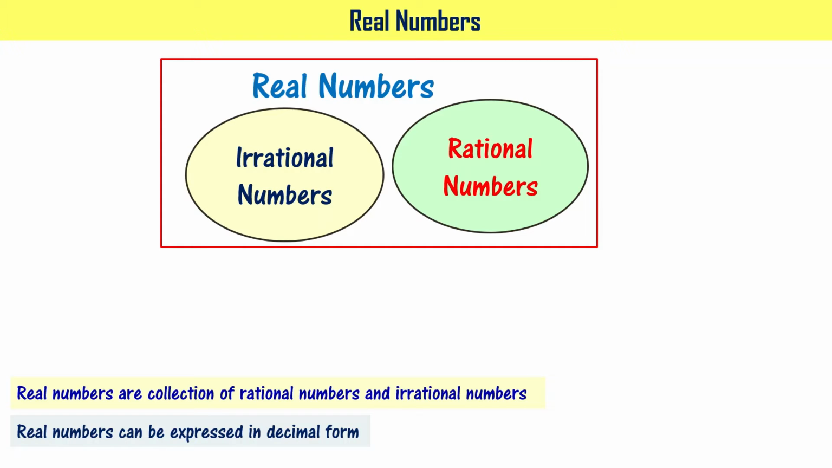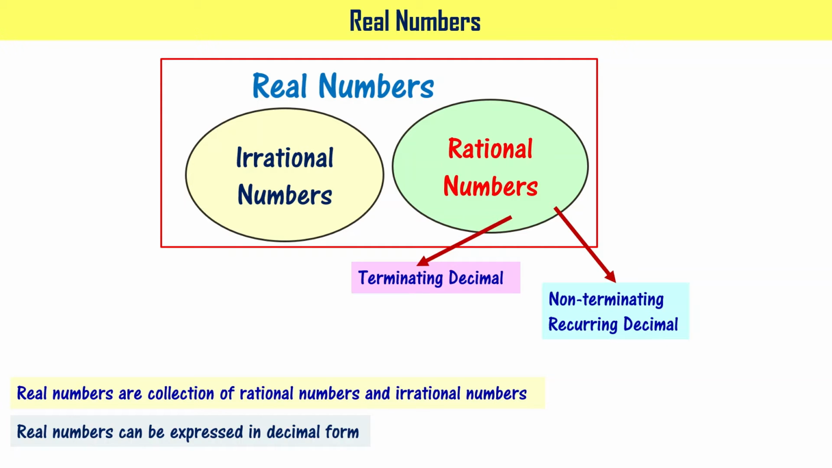When you express rational numbers in their decimal form, you get either terminating decimals or non-terminating but recurring decimals, right? Similarly, you can express even irrational numbers in their decimal form, right? In that case, what you get is a non-terminating and non-recurring decimal. Please note this.